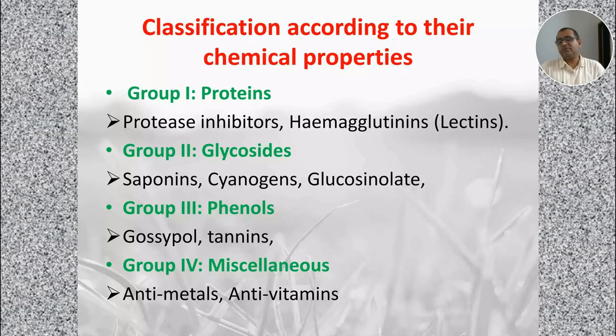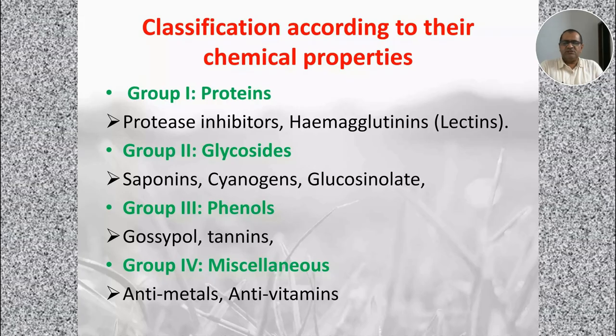If an animal consumes a plant containing cyanogens, it will immediately cause the death of that animal because of the inhibition of the cytochrome oxidase enzyme, which is involved in the exchange of oxygen from the erythrocytes to the cells of the entire body. So these are all important and most dangerous anti-nutritional factors.